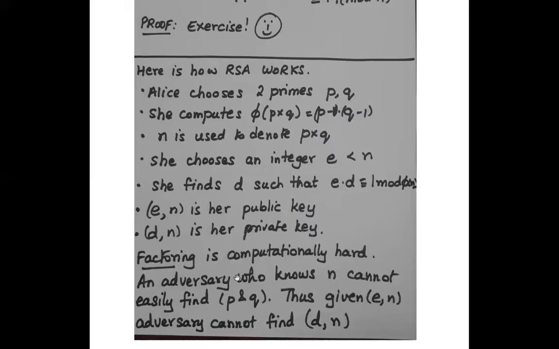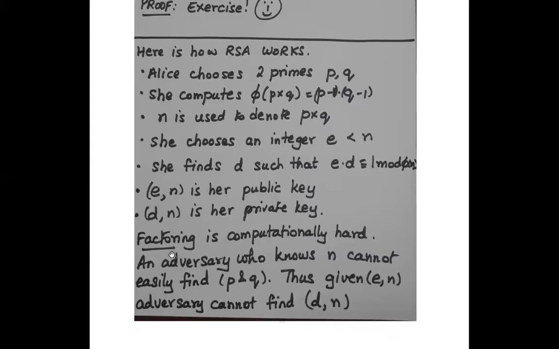Okay, so the best known factoring algorithm is exponential in the number of bits in n. So it is on the order of 2 power 2048, which is a massive number. It is more than the number of atoms in the known universe. So you can't easily break n and then factor it into p and q by just seeing n. So an adversary who knows n cannot easily find p and q. Therefore, given En, the adversary cannot compute Dn, and that's how private keys are kept private.